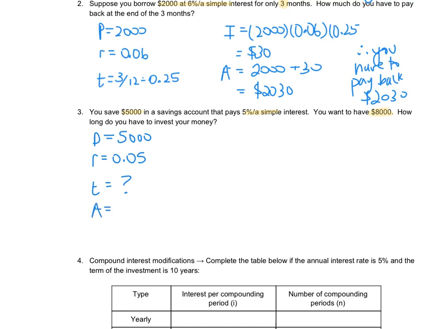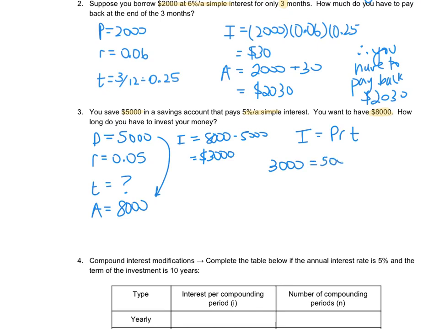Instead, they gave us the final amount of 8,000. And if they gave us the final amount, we also know how much interest this account must have earned. So if we just subtract 8,000 and 5,000, we get $3,000. So this account needs to earn $3,000 in interest in order to reach that final amount. So if we now go to our main formula, I equals PRT, we can replace I with 3,000, P with 5,000, R with the 0.05, and T we don't know.